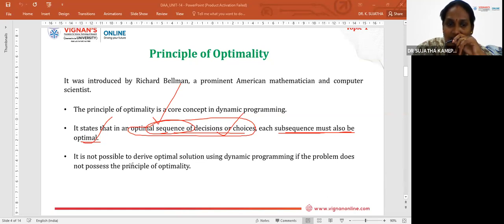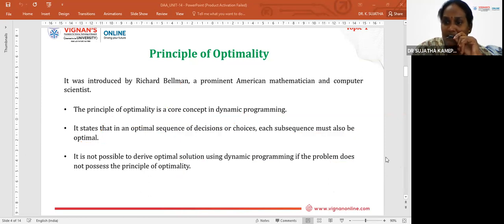It is not possible to derive an optimal solution using dynamic programming if the problem doesn't possess the principle of optimality. So if the problem does not possess the principle of optimality, it is not possible to derive the optimal solution for that problem.